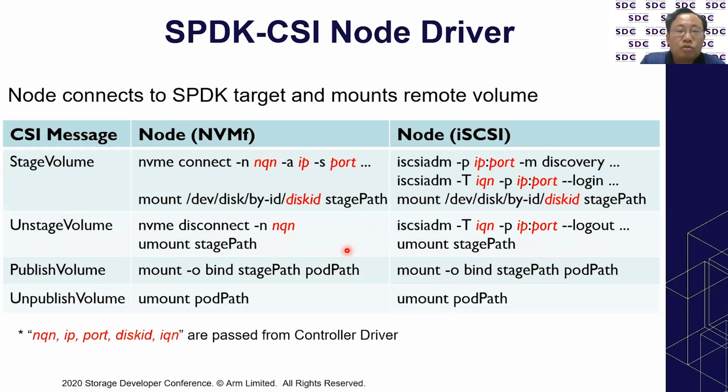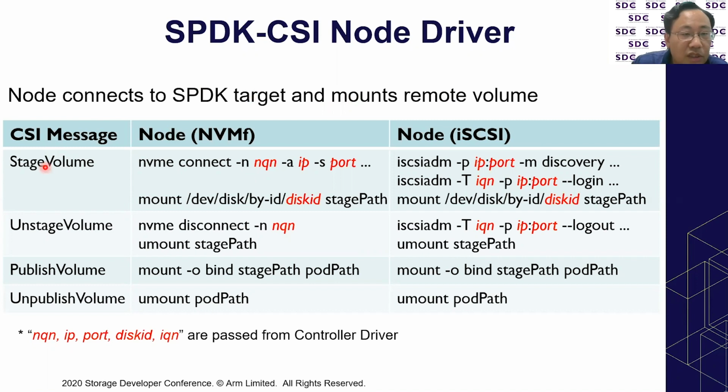For the CSI node driver, the node driver needs to connect to the SPDK target and mount remote volumes. Basically, what the node driver does is similar to iSCSI or NVMe fabric initiators. It connects to the data paths of the targets exported by the SPDK network target protocols.